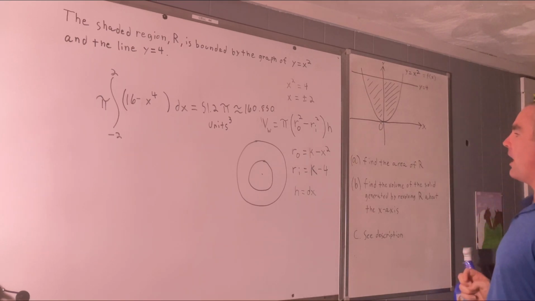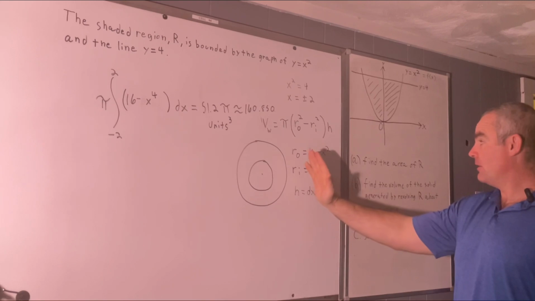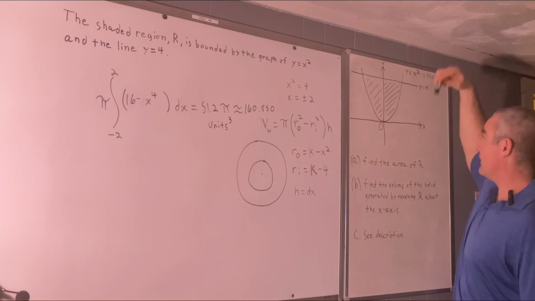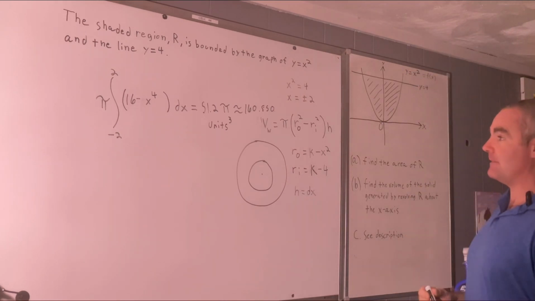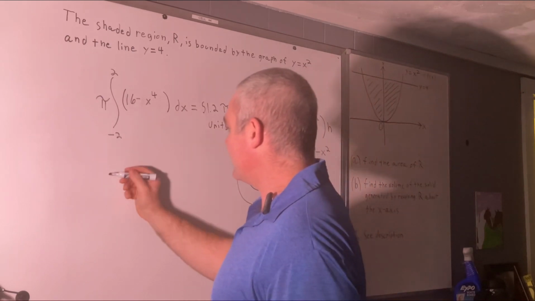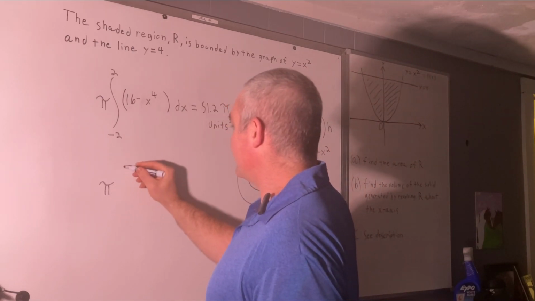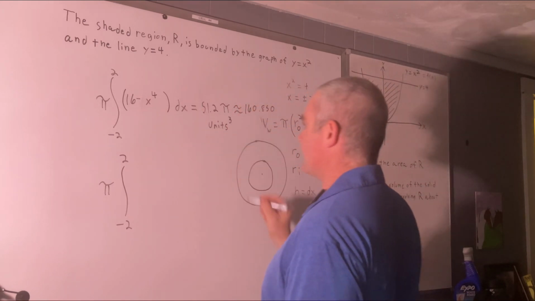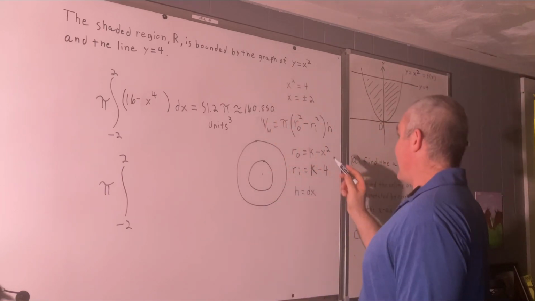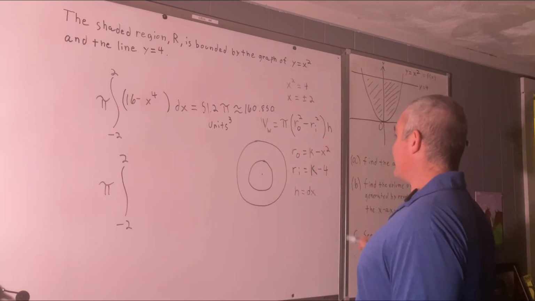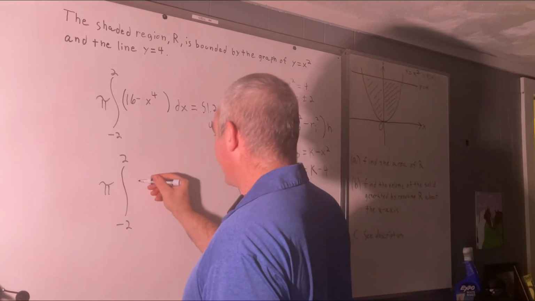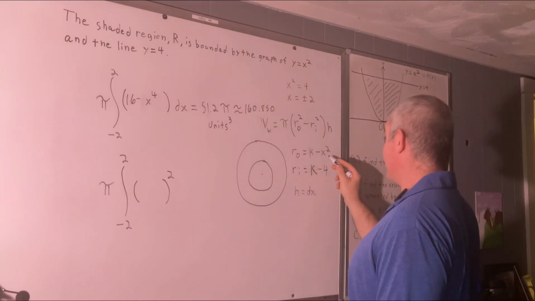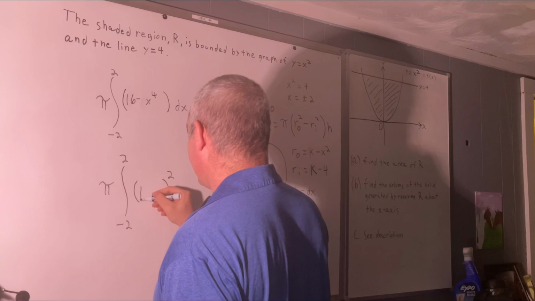Okay, so what do we want? Well, first of all, let's set up what the volume of this thing is going to be, the volume you get by revolving this around the line y is equal to k. What's that going to be? It's going to be the same setup as this. We're going to get pi times the integral from negative 2 to 2. But now we're going to have something different in here. We're still going to have our outer radius squared. What is our outer radius? It is k minus x squared.